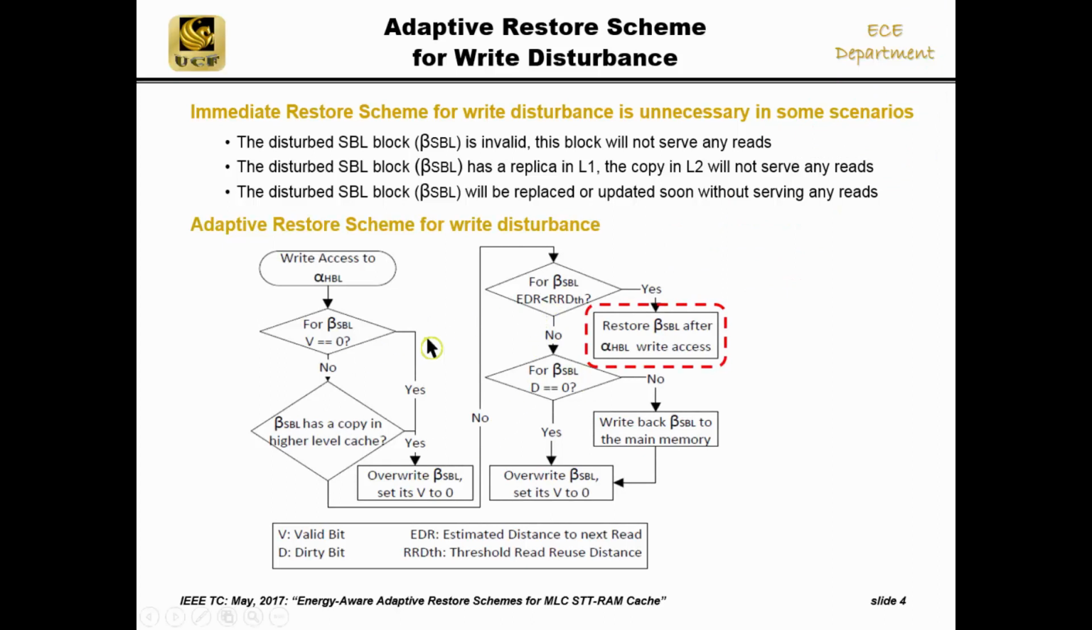The full flow chart is detailed in the paper, but the main idea of our scheme is highlighted in the red box. Here we restore the disturbed soft bit line only when it will be read soon. The remainder of the flow chart realizes a lightweight scheme to selectively restore the soft bit line.